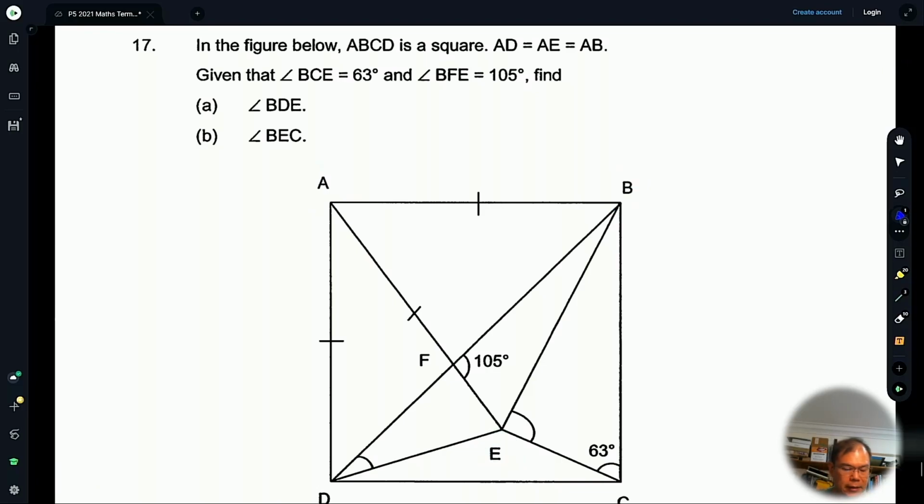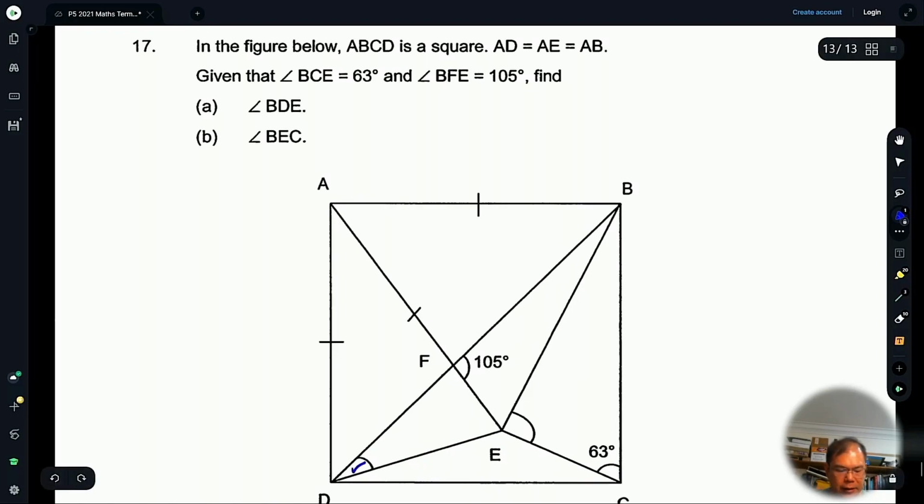And given the two angles, angle BCE is 63 degrees and angle BFE is 105 degrees, they ask you to find angle BDE. BDE is here, and the other angle is here. All right, so let's try the first one.